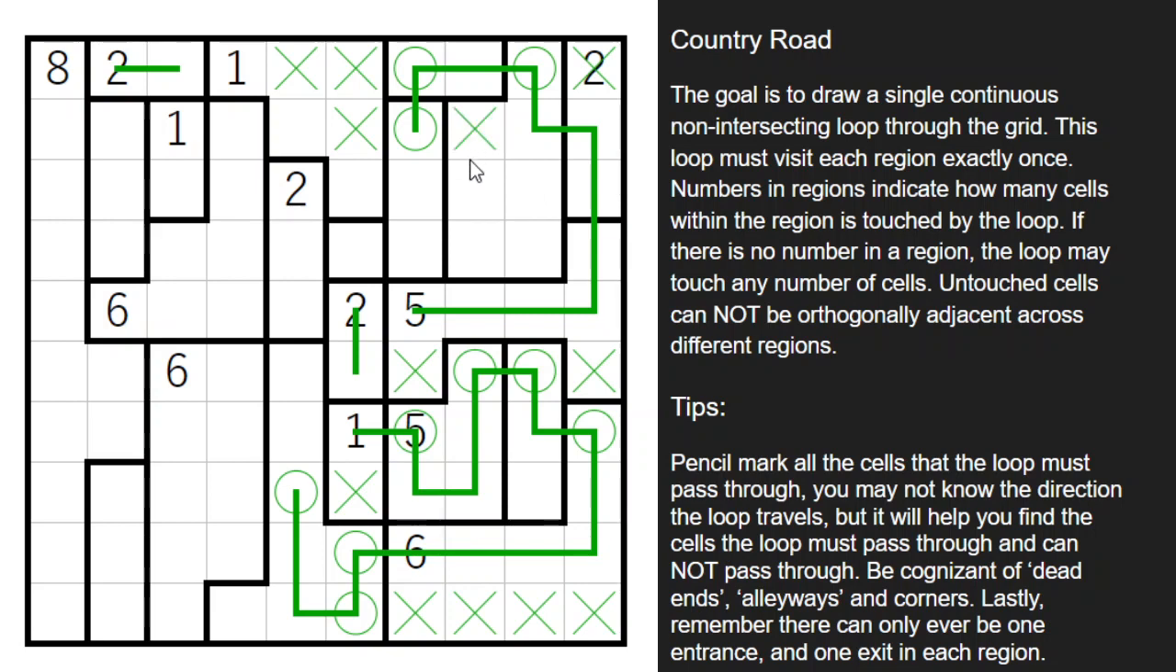Oh, this region's complete, right? We've already solved that. Oops. So we have these 2 X's bordering another region. So those have to be circles. So we touch all of those. Now this can't go down, otherwise we'd close the loop prematurely. So it has to turn. That forces the 5 to connect with the 2 there.